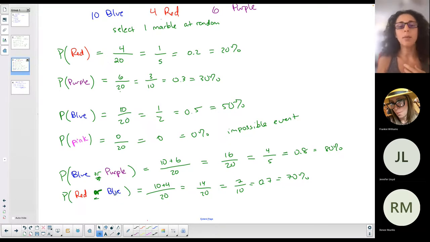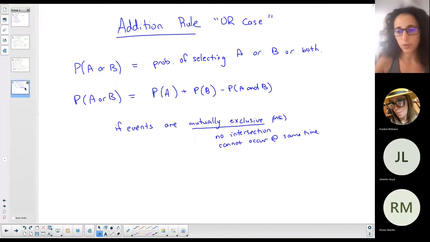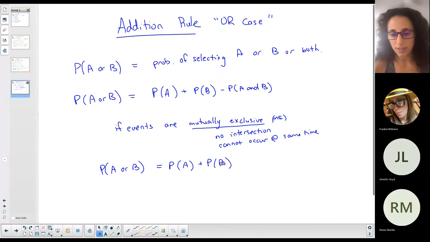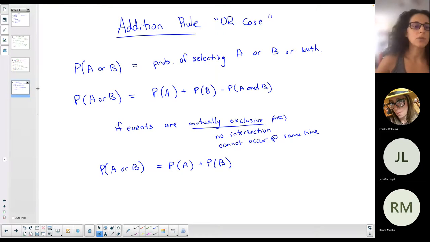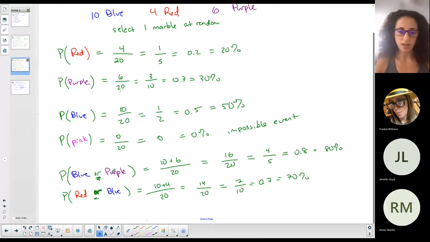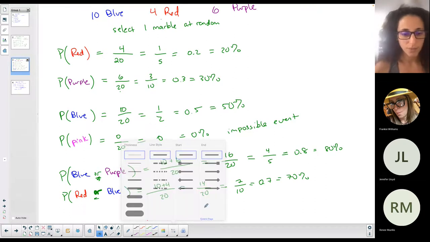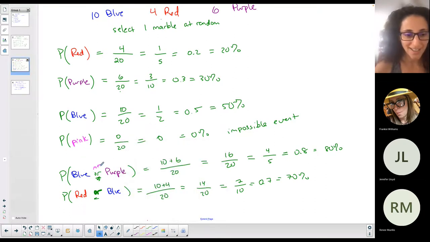Same thing with this. I'm only selecting one marble. I can't select a red and a blue. They can't happen at the same time. They're mutually exclusive events. So if events are mutually exclusive, then this formula simplifies into just what we did before, P of A plus P of B. There was nothing to subtract because basically that's zero. So we call those mutually exclusive events. I'm going to write that here so you have it. So these are ME and ME.